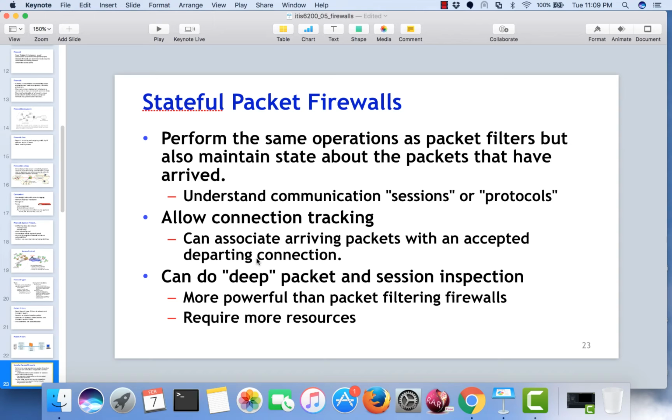It can do deep packet and session inspection, so it's more powerful than packet filtering firewalls, and it does require more resources. So stateful packet firewalls are just taking those firewalls to the next level, and instead of just looking at what the source and destination is, it's actually digging a little bit deeper.